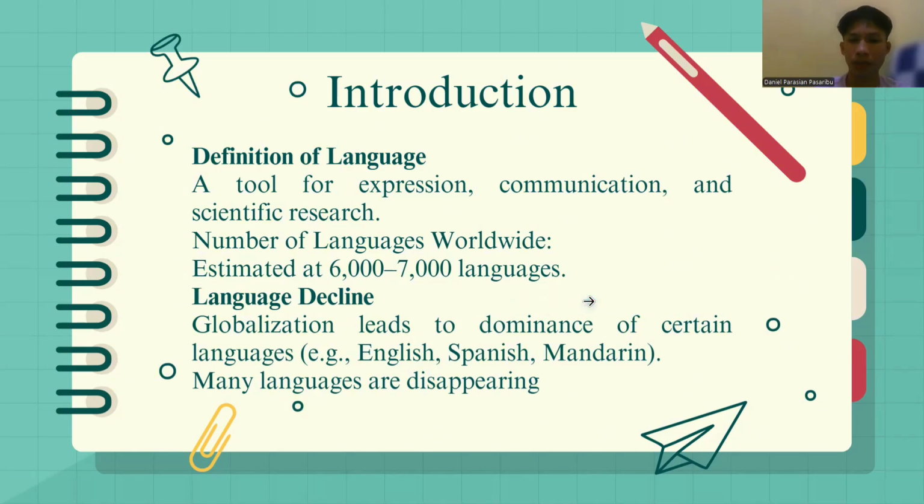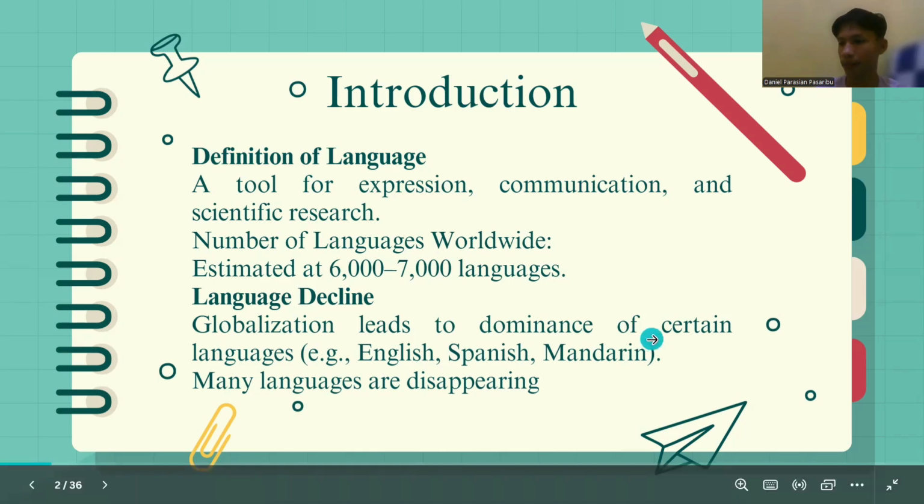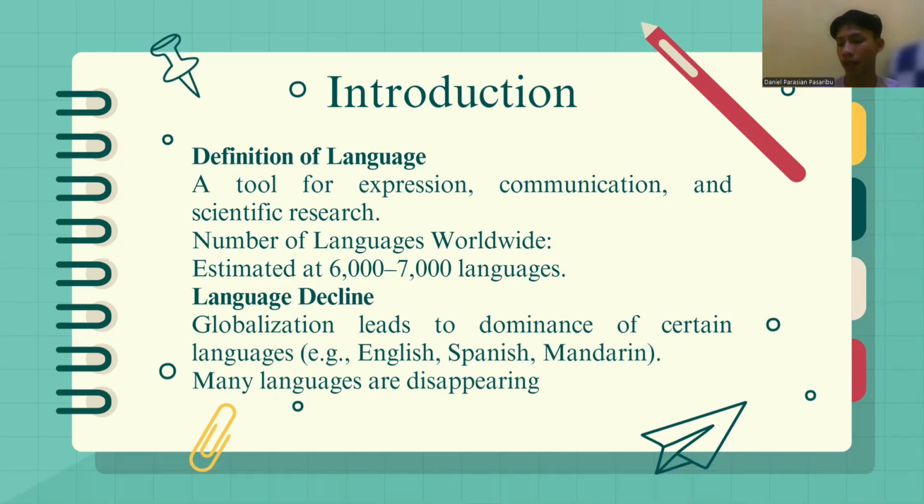Number of languages worldwide. There are currently between 6,000 and 7,000 languages spoken worldwide. However, this number is declining as some languages are not passed on to the younger generation. Language decline. Due to globalization, certain languages like English, Spanish, and Mandarin dominate in education, trade, and media, while some languages face extinction.